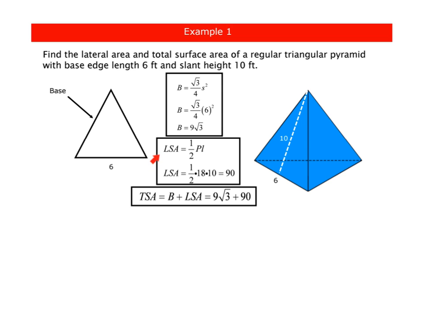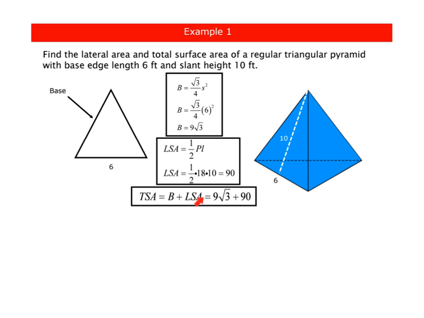I next turn to find the lateral surface area of my figure. That is 1/2 the perimeter of my base times my slant height. Well, each of these side lengths is 6. So the perimeter is 6 times 3, or 18. My slant height is given, which is 10. So 1/2 times 18 times 10 is 90.